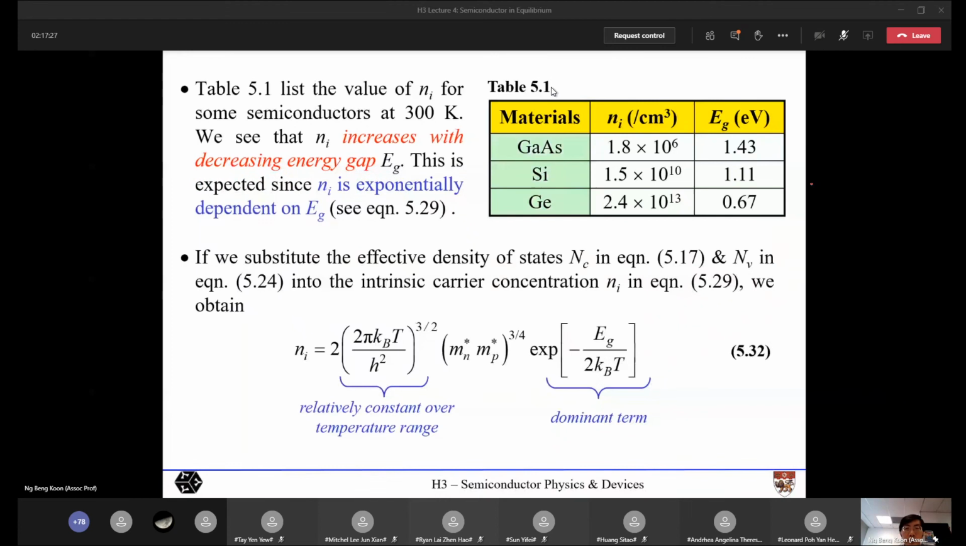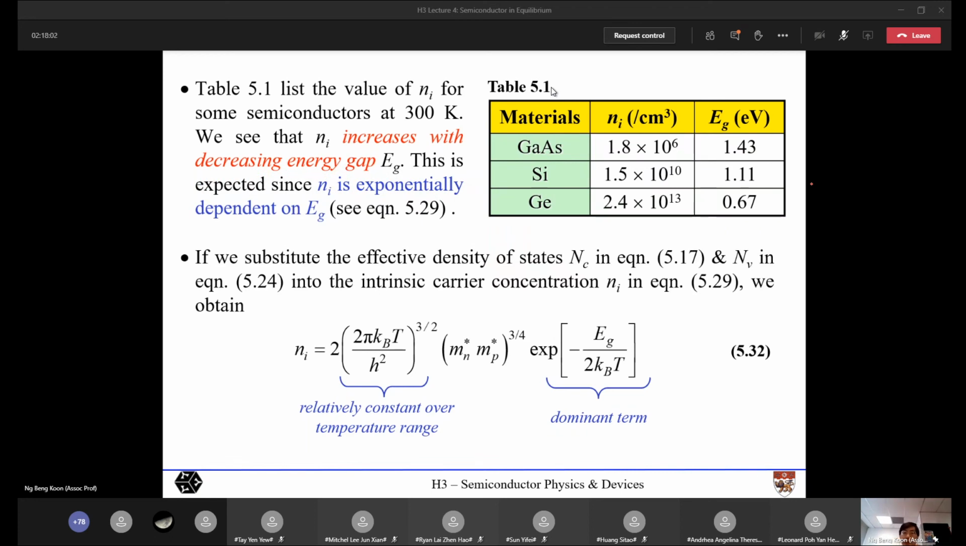So if you compare the intrinsic carrier concentration of different semiconductor materials, as listed in this table here, for silicon, just now we see that it is about 10 to the power 10 per cubic centimeter, with a band gap of 1.12 or 1.11 eV, compared to a bigger band gap semiconductor like gallium arsenide, which has a band gap of 1.43 or 1.42. You find that the intrinsic carrier concentration is smaller. So again, this is not surprising, right?